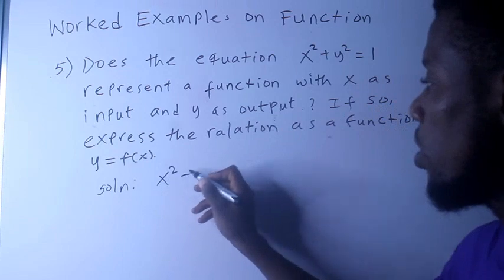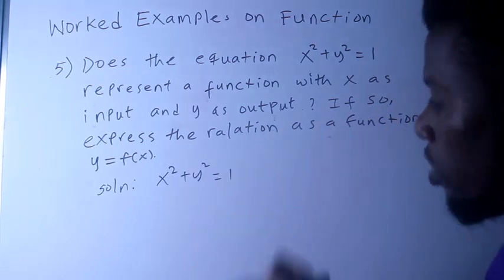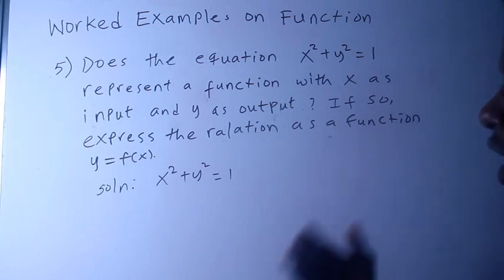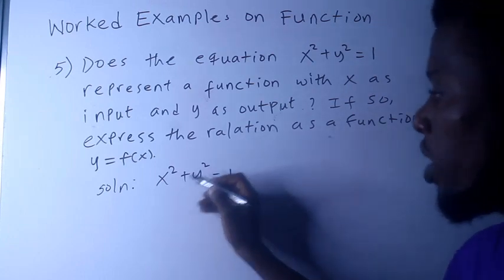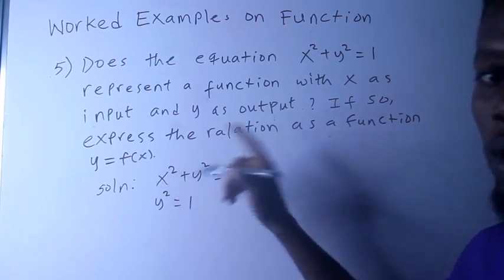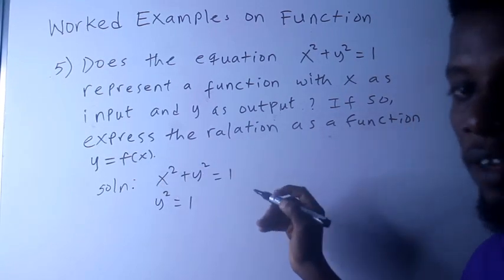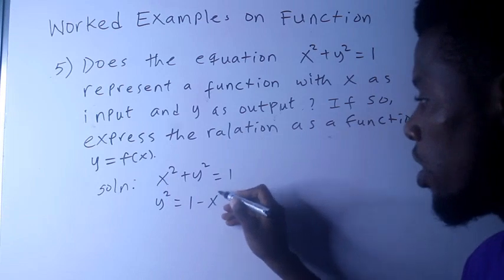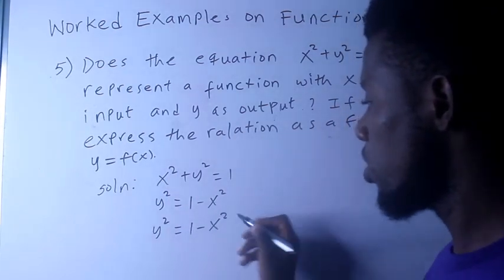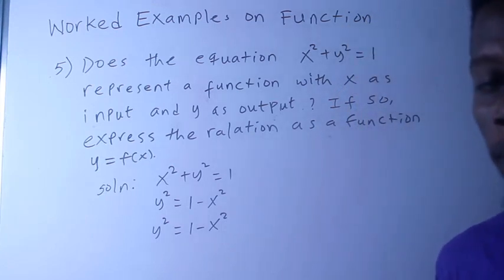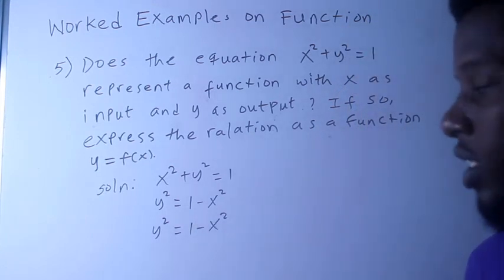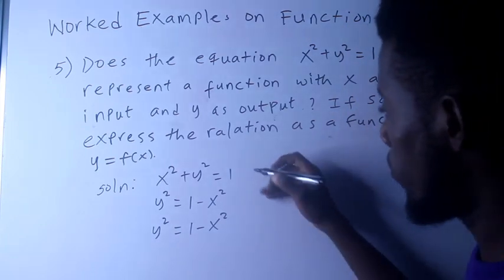x squared plus y squared equals 1. Great. To solve for y is to send x squared across. So this y squared remains, y squared equals 1. This x squared goes across, it becomes negative x squared, so 1 minus x squared. So if you have y squared equals 1 minus x squared, to solve for y is to take the square root on both sides. Simple as it is. So let's take the square root on both sides.